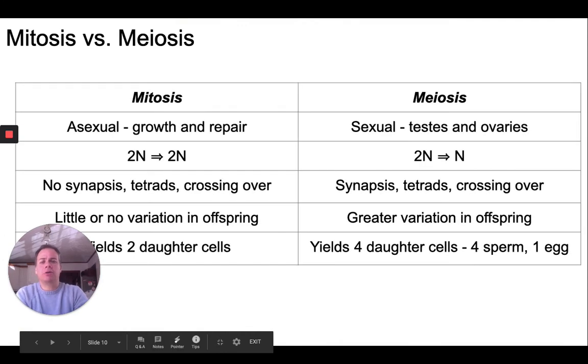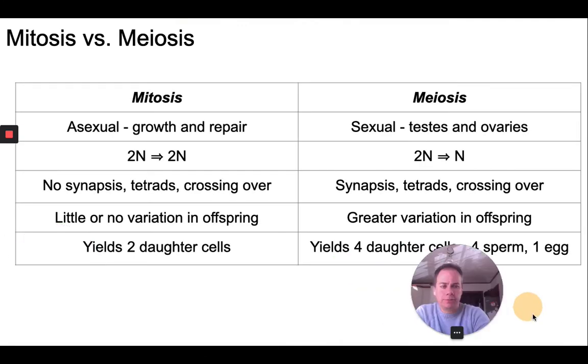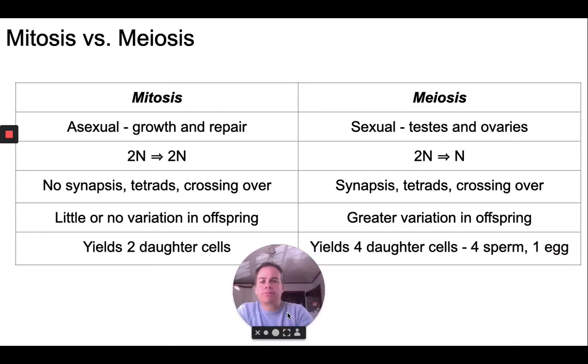So if we just have a general comparison of meiosis and mitosis: again, mitosis is used in asexual reproduction or for growth and repair of multicellular organisms. Meiosis only happens to produce sex cells, only happens in animals, in the testes and the ovaries. In humans, that's the only place where meiosis takes place. Every other part of the body, new cells are produced through mitosis.